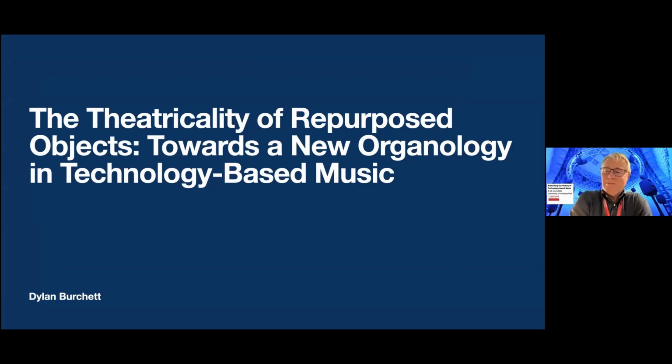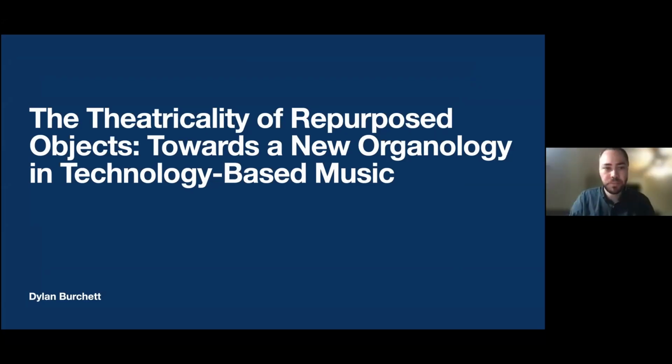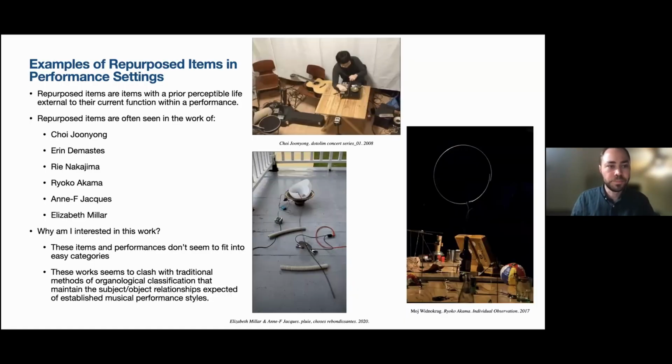So today I'm talking about theatricality within repurposed objects, repurposed items, and the ramifications for how we might think about classifying these ideas, how they structure works of music, or how we consider agency, both by subjects and objects in and of themselves. So, examples of repurposed items in performance settings.